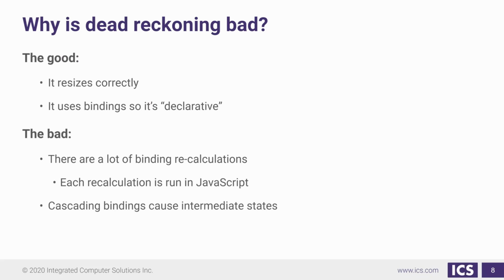The binding recalculations can get expensive as our interface becomes more complex. And since the bindings are going to also create some cascading bindings, those are going to create intermediate stages, which means we're going to get additional bindings. And every time we have more bindings, it's going to have more recalculations. So this can get costly.